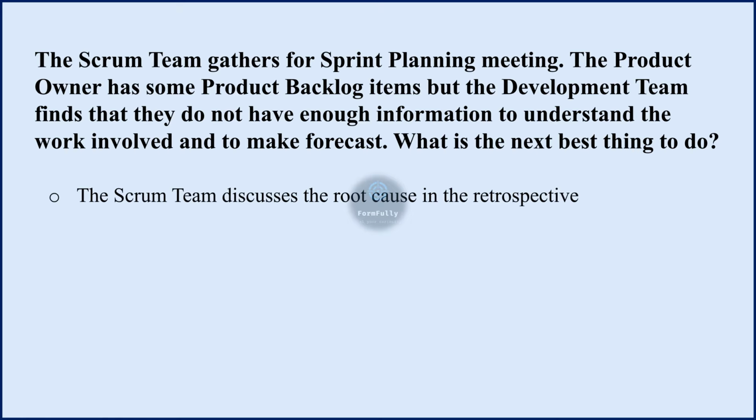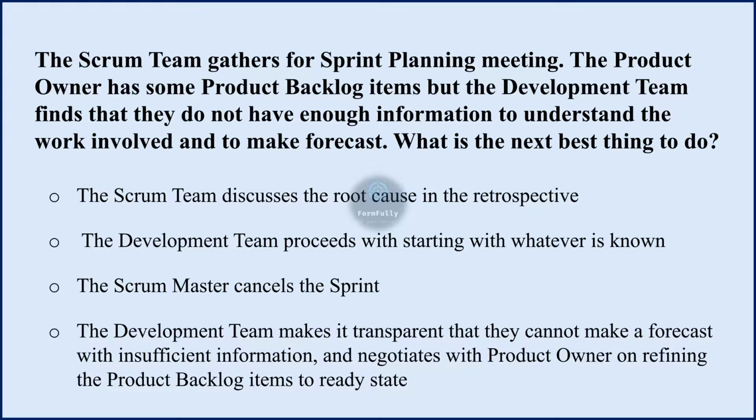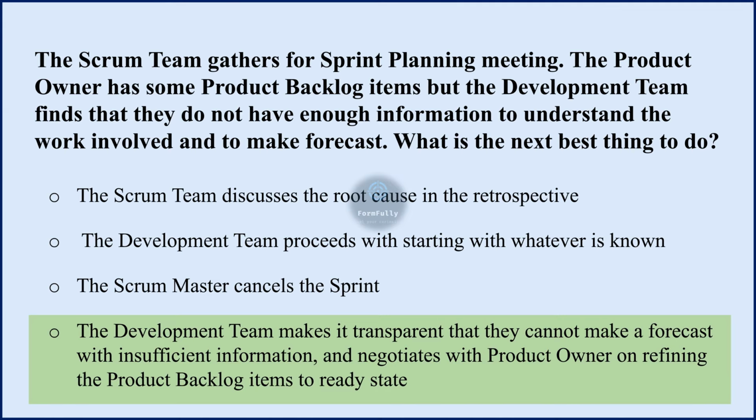Options are: the Scrum team discuss the root cause in the retrospective. The development team proceed with starting with whatever is known. The Scrum Master cancel the sprint. The development team makes it transparent that they cannot make a forecast with insufficient information and negotiate with product owner on refining the product backlog items to ready state. And the correct option is last option. In Scrum, it is important for product backlog items to be in a ready state before they are brought into sprint planning.